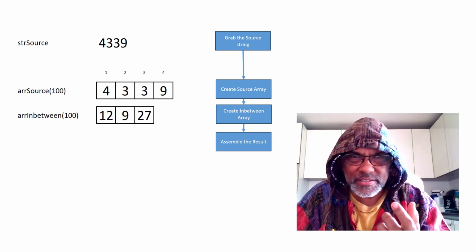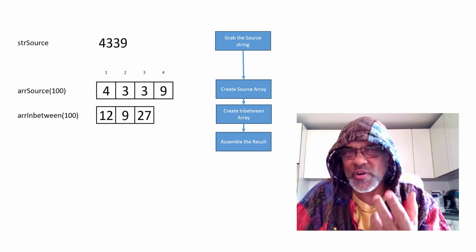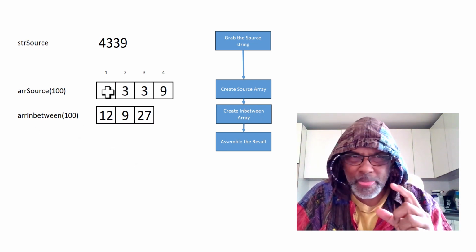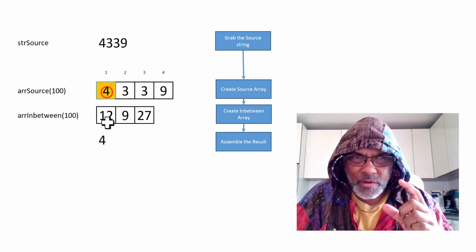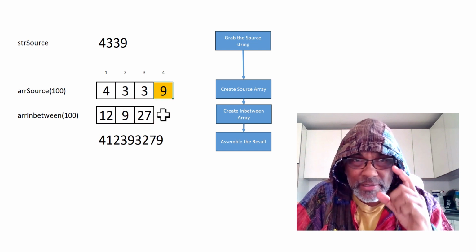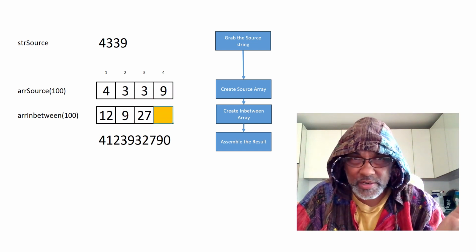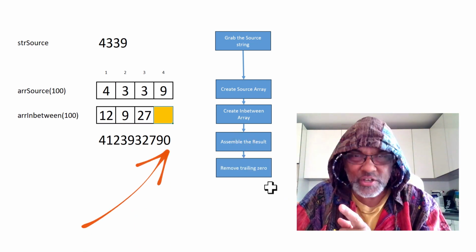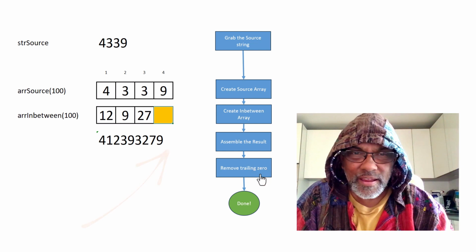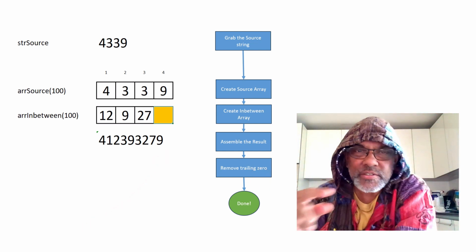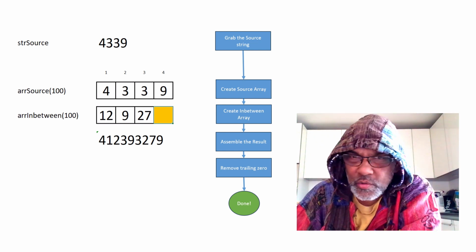All right, so our next step is to assemble the result. We assemble a string which loops through these 2 arrays together so that we have one from that, one from that, one from that, one from that, one from that, one from that, and one from that. And we end up with a trailing 0. So the last step is to remove the trailing 0. And we're done. So that's the result for one row.